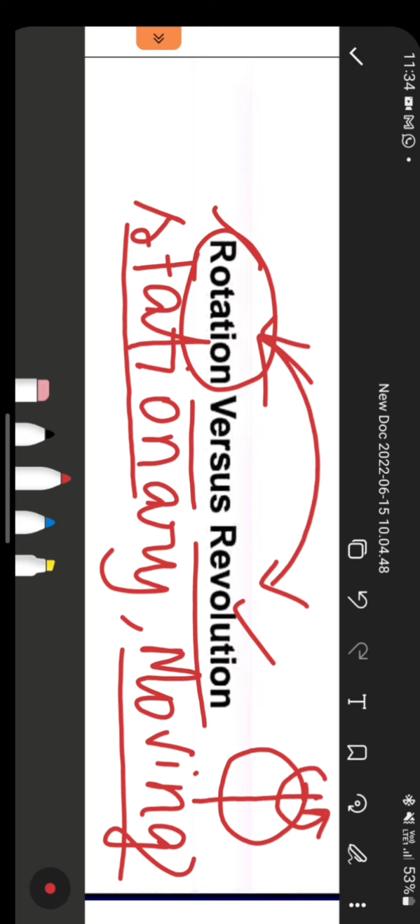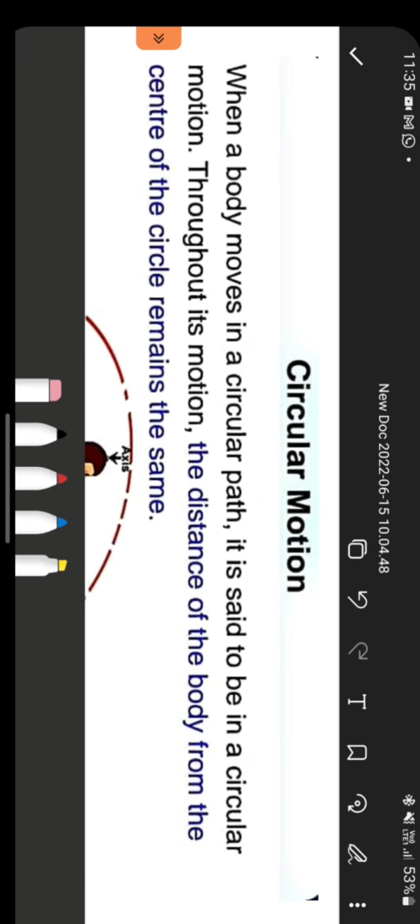Everyone keep your copy beside you, and write the heading along with the date: rotation versus revolution. Otherwise you can write rotation and revolution. Just write the heading. We have also discussed previously that when a body moves in a circular path, it is said to be a circular motion.